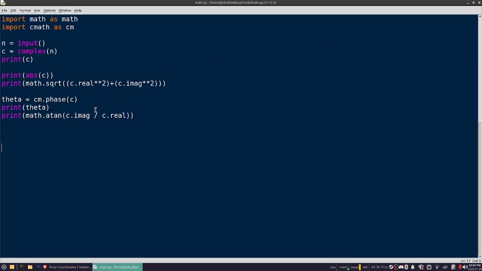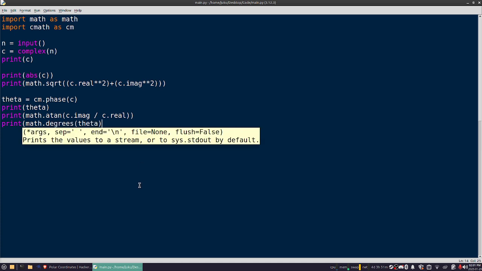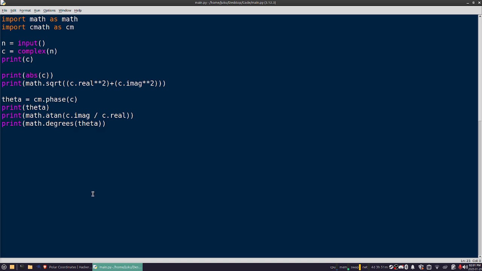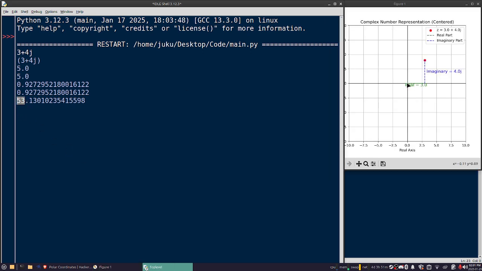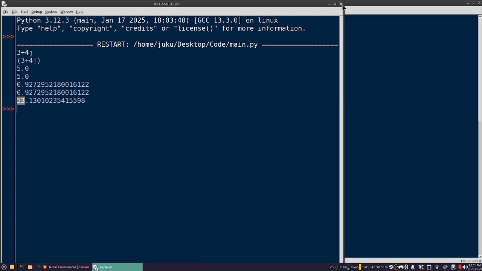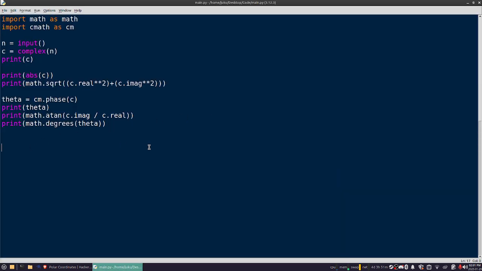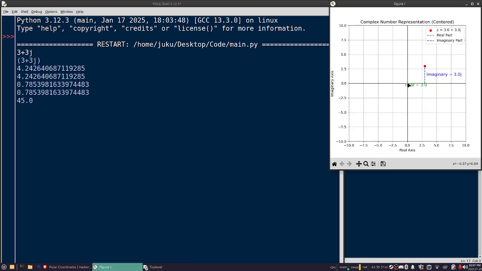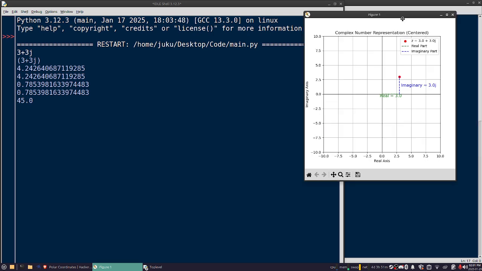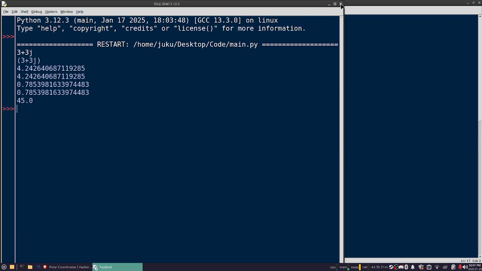And then if you want to convert that from radians to degrees, we just simply print out math.degrees. For 3 plus 4j, that's exactly 53 degrees from the origin to the red dot. An easy way to test that is if you have the numbers about the same, then obviously it's going to be 45 degrees. So 3 plus 3j is exactly 45 degrees from the origin to the red dot. So that's it for the explanation.